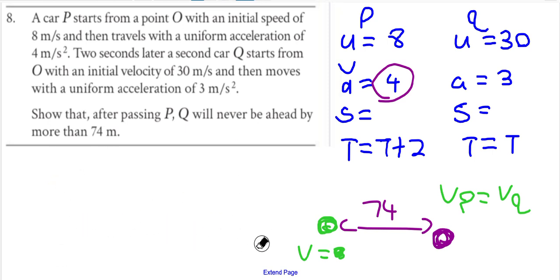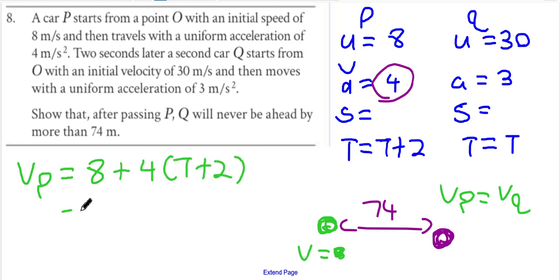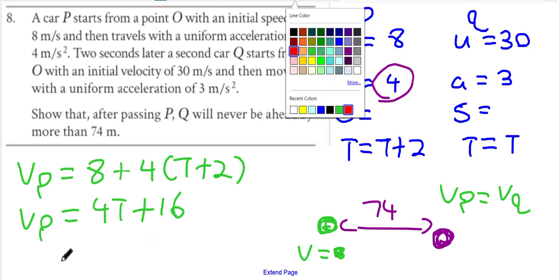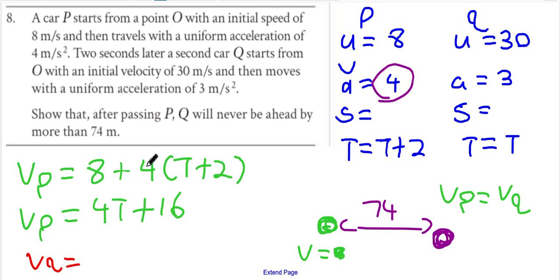What that will do is give us a time for both velocities. v_P is going to be 8 plus 4 times T plus 2. When we multiply that out, we get 4T plus 16. Is everybody happy with the value for v_P? I'm using u plus at, exactly. And then what about v_Q, guys? 30 plus 3T. All right.